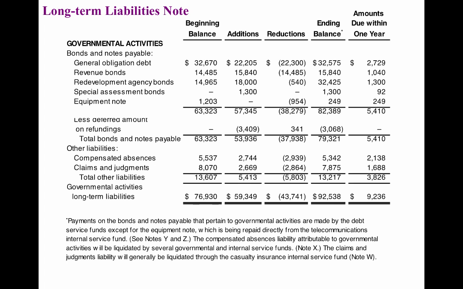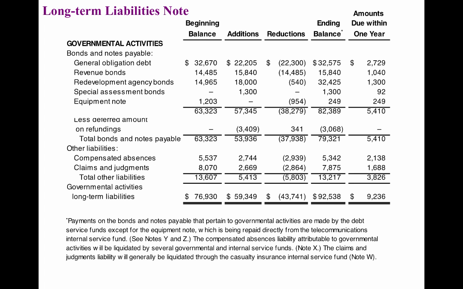The long-term liabilities reported on the face of the financial statements, you may see some detail there, but often you might just see a total long-term liabilities amount broken out between the portion due within a year and the portion due beyond a year. So the long-term liabilities note really gives you a lot of valuable detail about what types of liabilities they are, different types of bonds and other forms of borrowing versus compensated absences, claims and judgments, and other types of long-term liabilities.